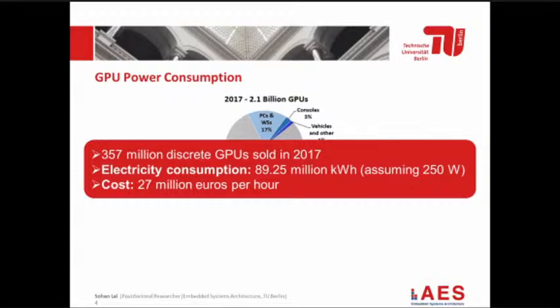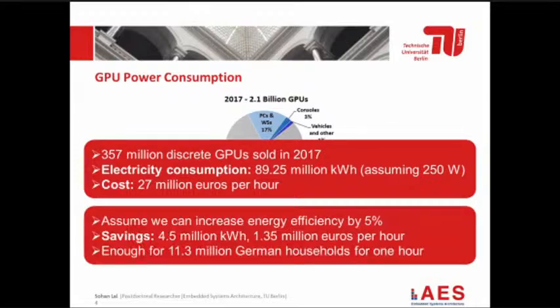And this costs us around 27 million euros per hour. Now, if we assume that we can increase the energy efficiency of the GPU by just 5%, then this can lead to a saving of 4.5 million kilowatt hours, which corresponds to 1.35 million euros per hour. And this much is enough electricity to provide for 11.3 million German households for 1 hour.